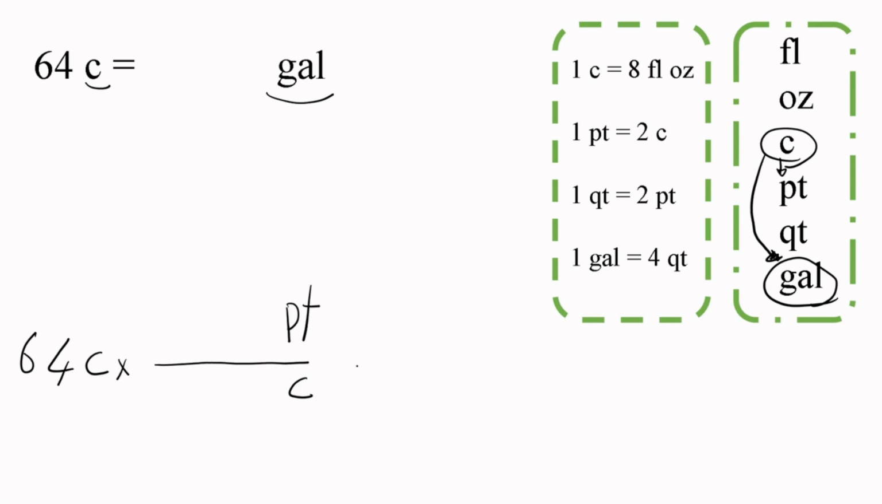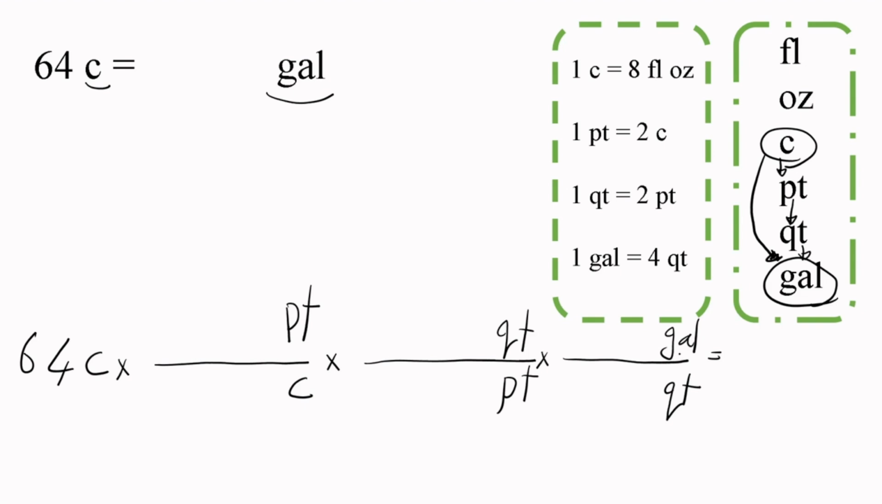I should not stop because it is not desired unit. Without thinking, I'm going to write pint here. One step larger than pint is quart. So I'm going to write it here. Without thinking, I'm going to write quart here. And one step larger than quart is gallon. So let's write the numbers with these conversion factors.